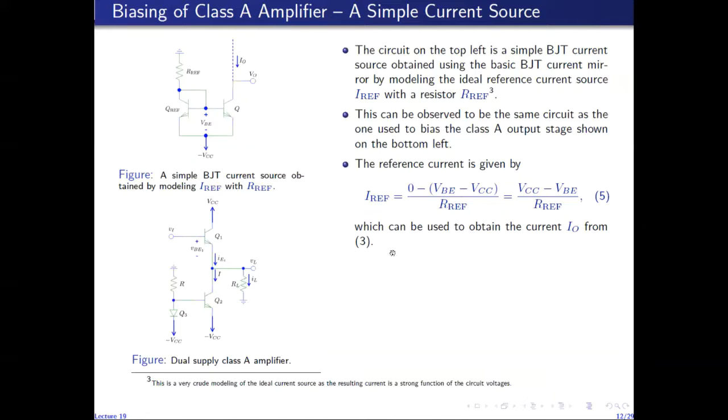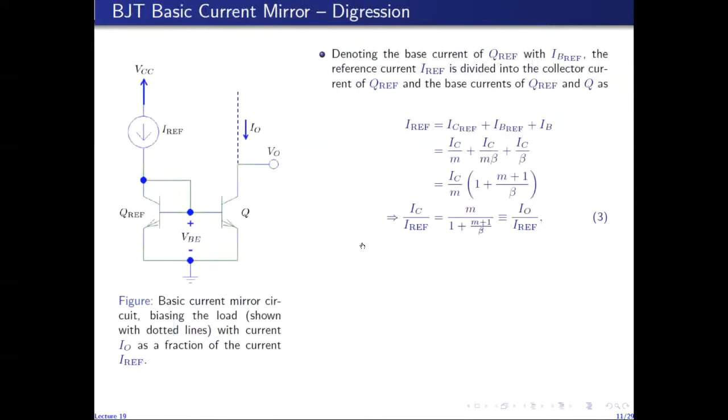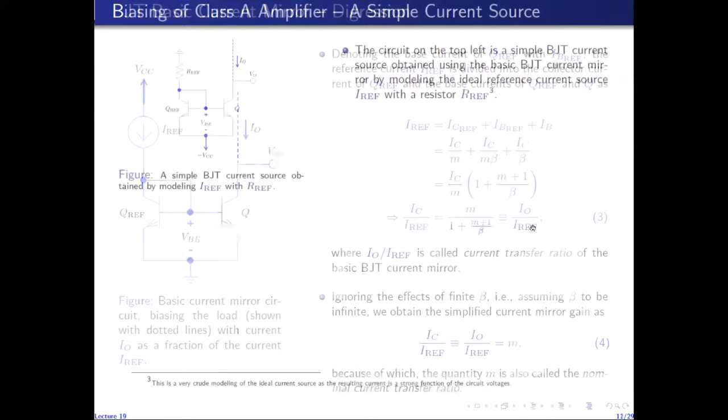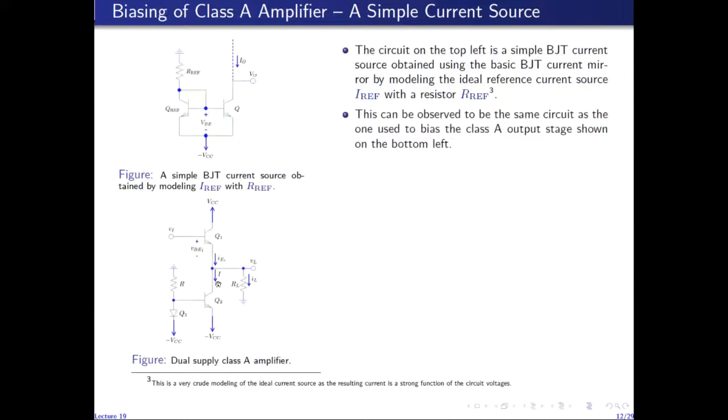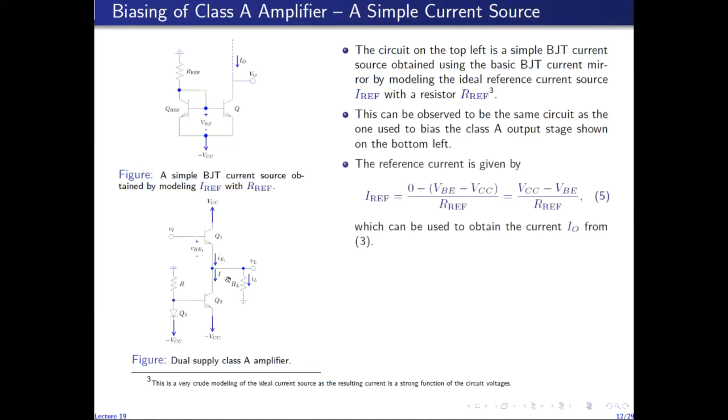Once we know the reference current, we can find, using this equation, the copied current, which in the context of this circuit is equal to I. So knowing the reference current, we can find what I is. Or, given I, we can find the required value of R.